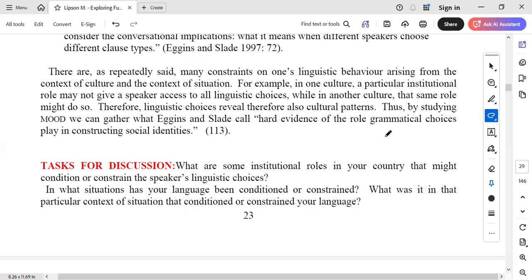Okay, tasks for discussion. What are some institutional roles in your country that might condition or constrain the speaker's linguistic choices? Now, all the tasks you have to do at home, not during the class timings. Of course I'm not going to speak for 3 hours, and it is also a constraint that if I mute myself and ask you to do the task and then share, it's a big hassle. So it's better that we finish all the talk, the lecture, whatever I have to teach you, then I'll give you some hours.